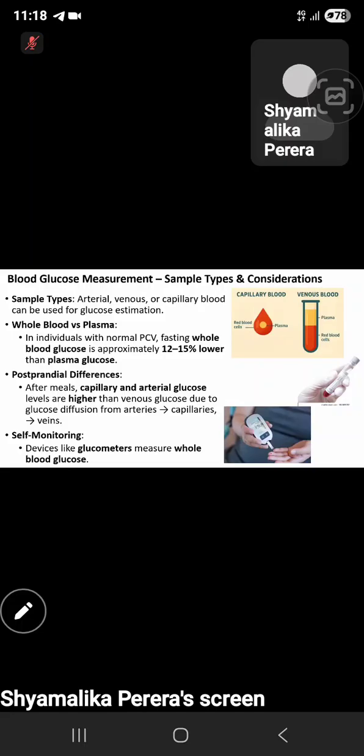With this glucose background, we should focus on blood glucose measurement, because as MLTs, we always receive blood glucose samples for analysis under different names. When you are analyzing the samples, sometimes you may receive plasma samples. Sometimes you have to deal with glucometers, where you have to use whole blood. So the sample types can be arterial blood, venous blood, or capillary blood. But you should know these things.